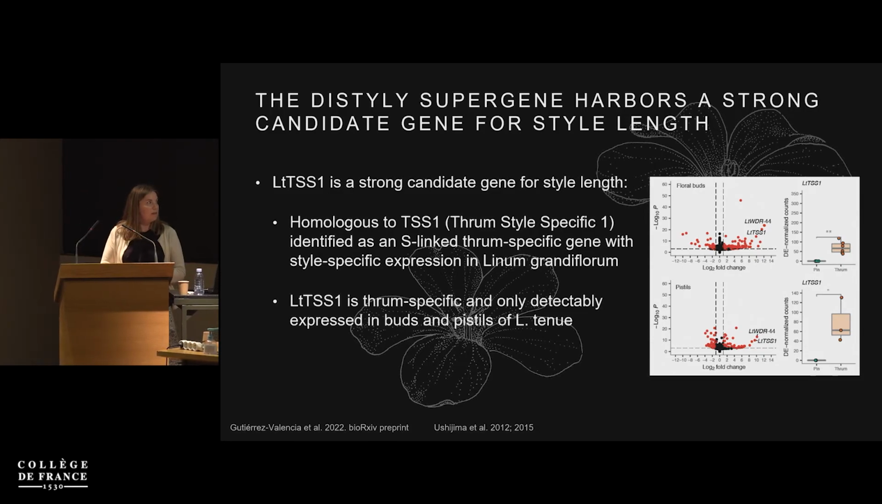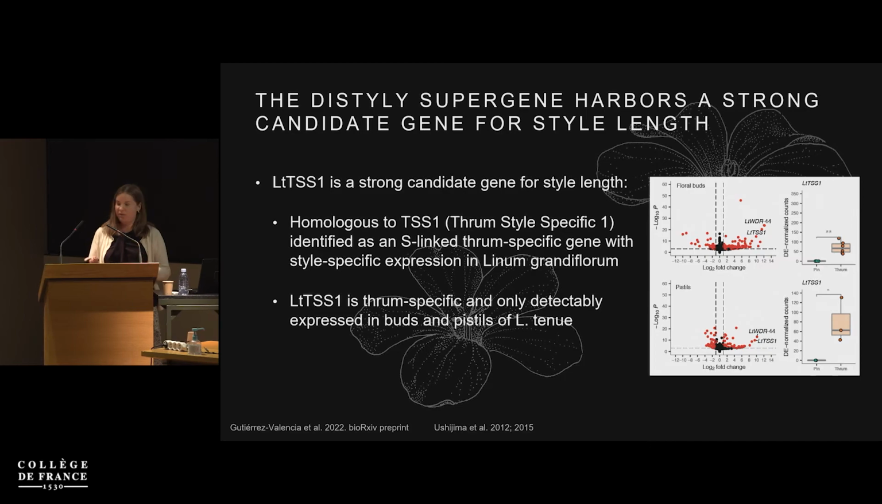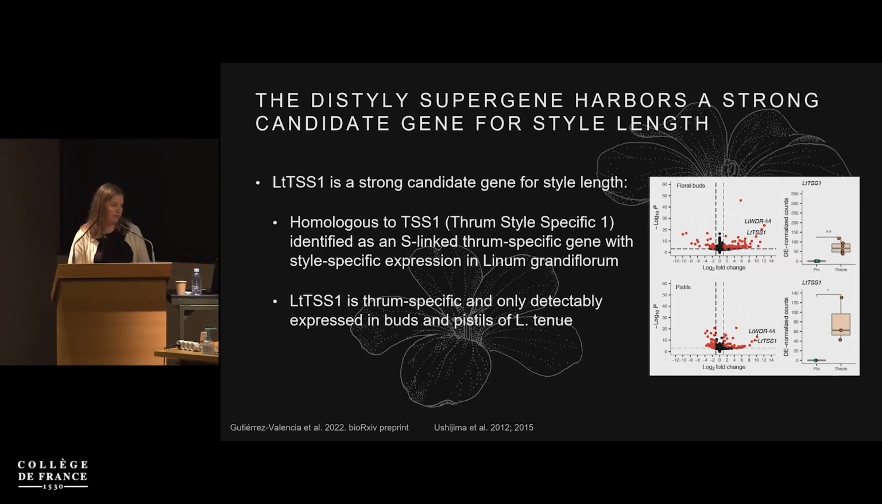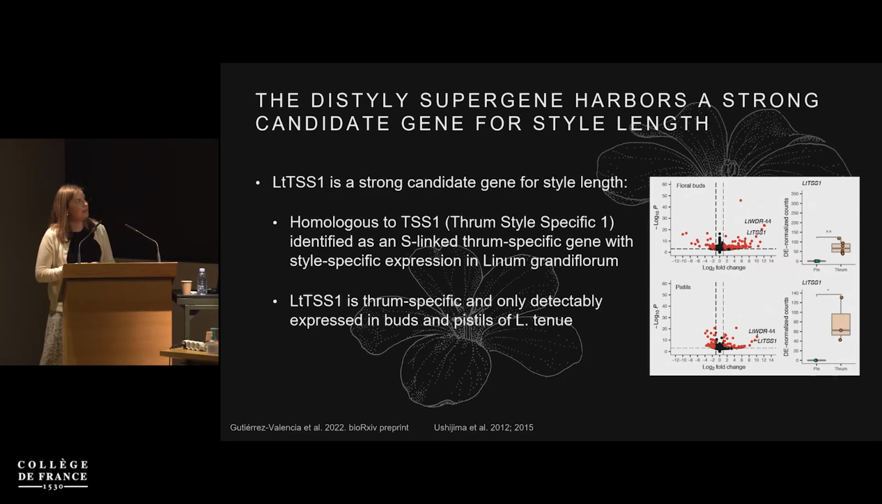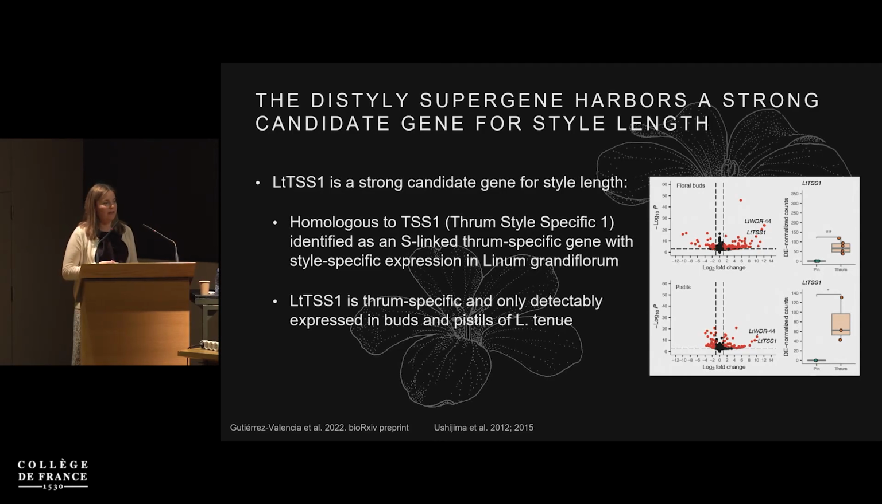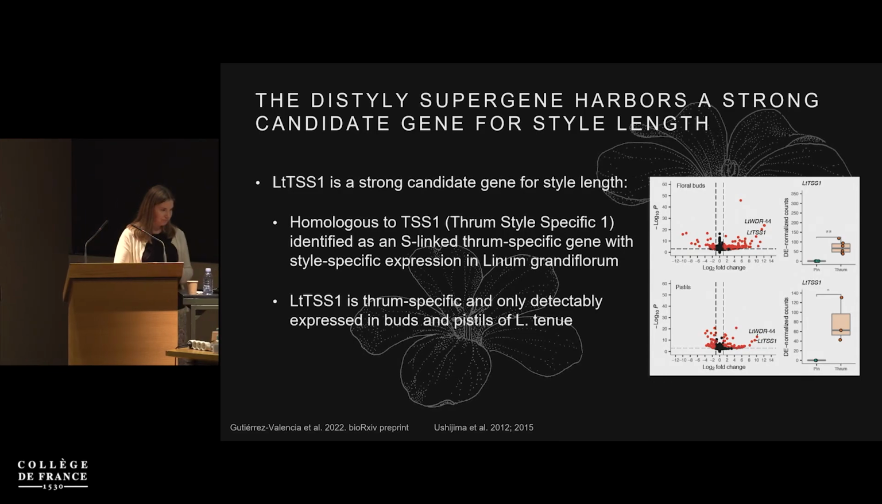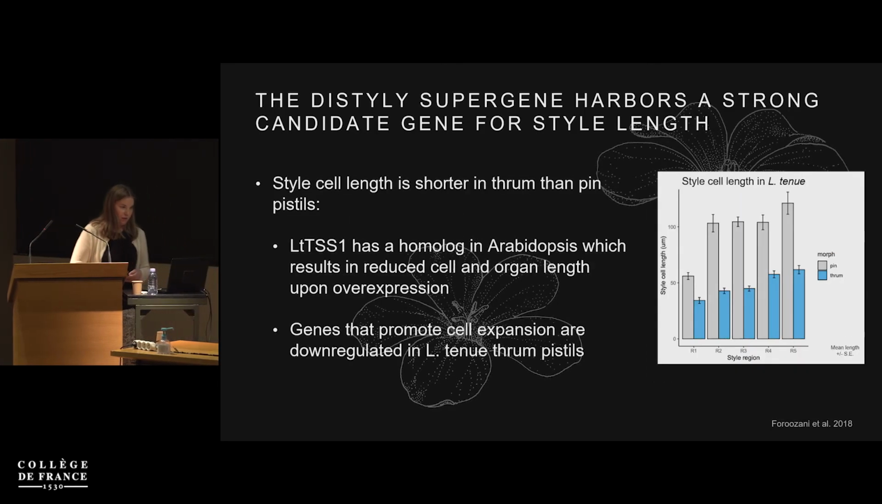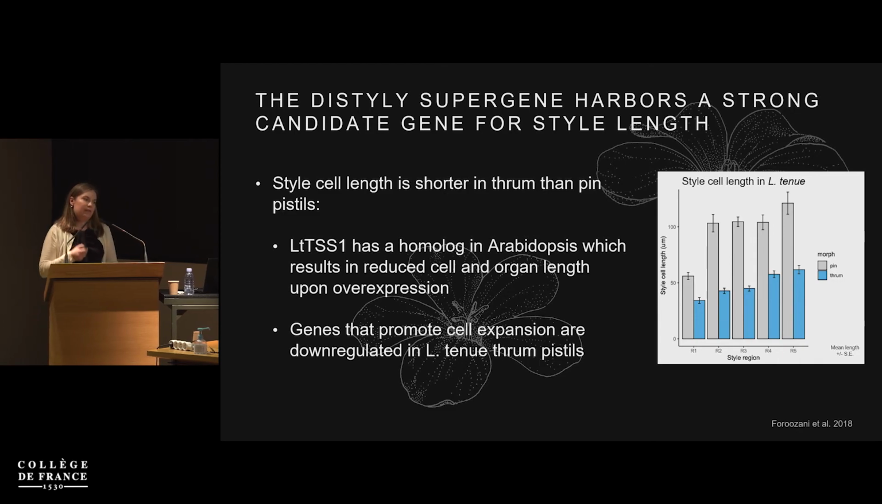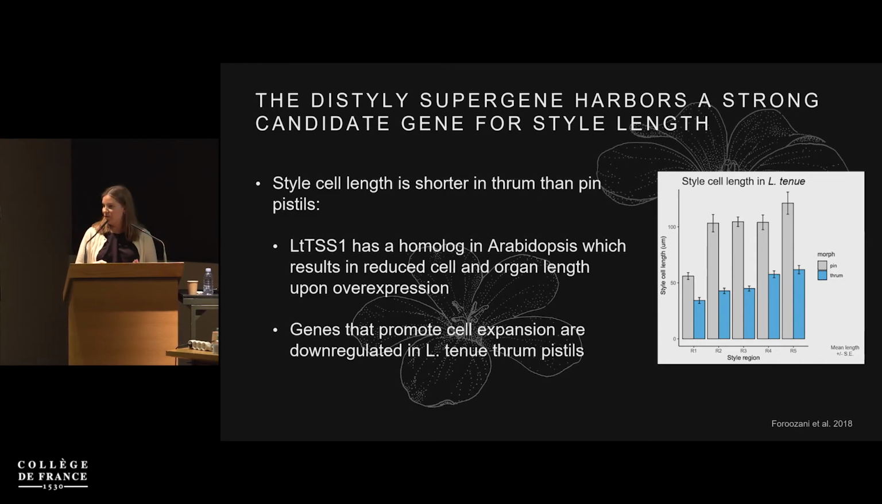In our own data, we generated expression data from a number of different floral organs and leaves and whole buds. We can see that also in Linum tenue, this gene LtTSS1 is thrum-specific, and it's only detectably expressed in buds and pistils. We also know that the shorter styles of thrum individuals compared to pin individuals is likely due to a reduction in style cell length in thrums.